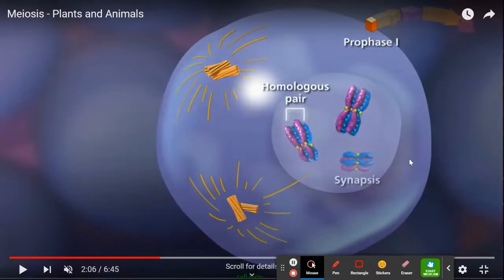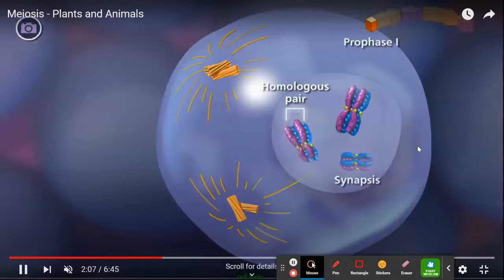You have homologous chromosomes. Homologous chromosomes are simply chromosomes that are the same size and have similar genes. Not the same genes, but similar genes. These homologous chromosomes are going to pair up in a process called synapsis. All of this happens in prophase one. It's the first phase of meiosis.